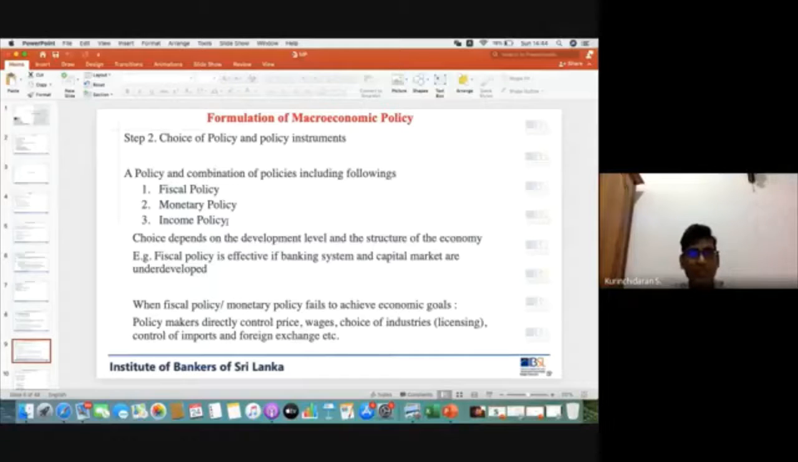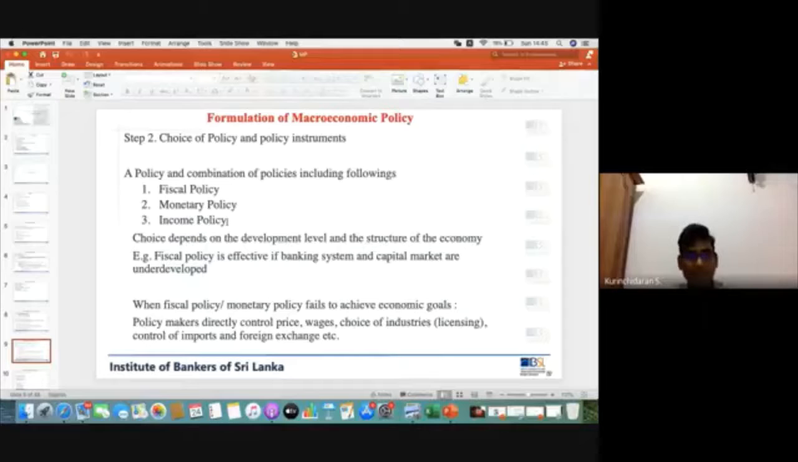Second, choice of policy and policy instruments. A policy and a combination of policy including the following: maybe fiscal policy, maybe monetary policy, or maybe income policy. You can choose. First, you decide your objective. Second, you are going to choose what policy you are going to stimulate, right? Are we going to achieve our objective through fiscal policy, or are we going to achieve our objective through monetary policy? So we have to decide.